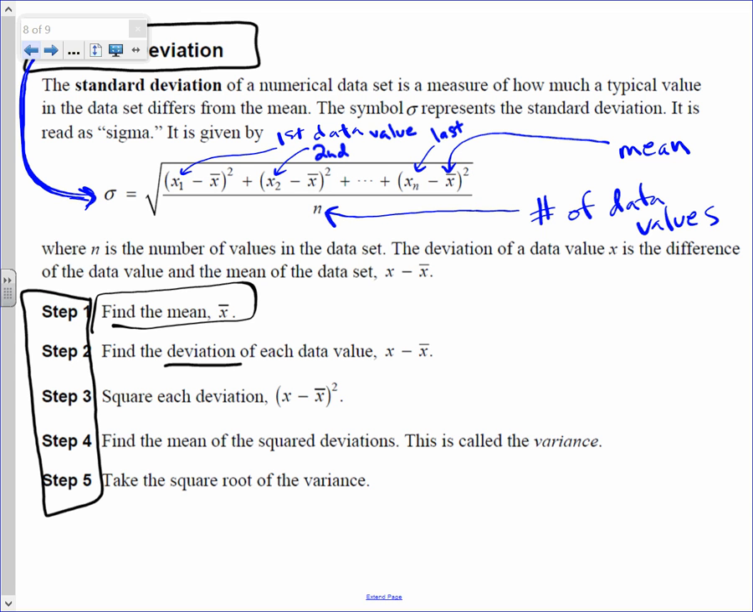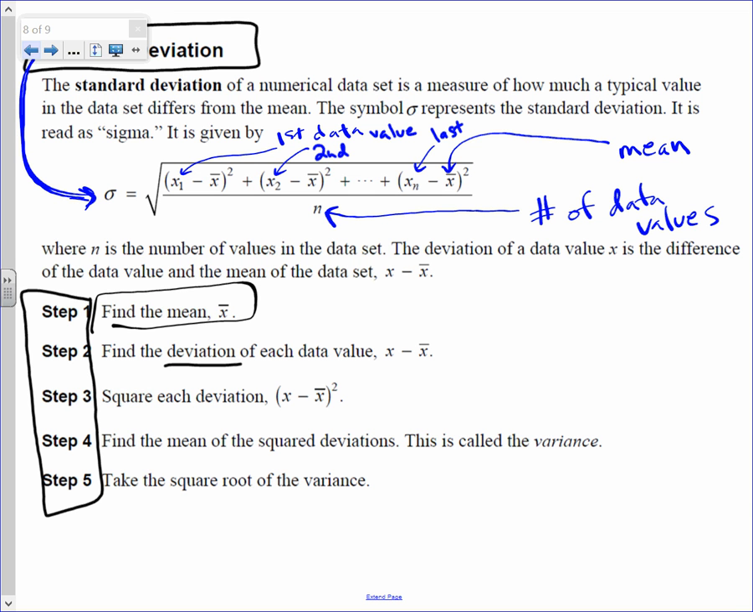Deviation means to stray away from something. So, for instance, if you go to prison, a lot of prisoners and criminals are referred to as deviant people, deviant citizens, because they deviate, they stray away from normal behavior.